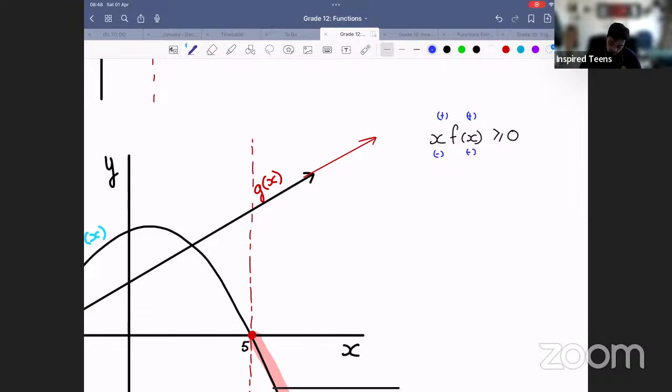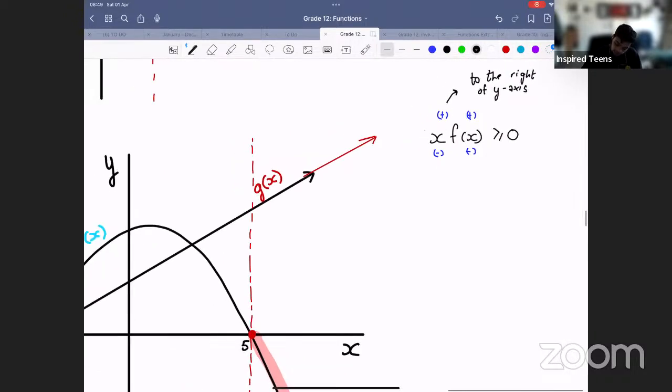Positive x values, right? How do I know that the x value is positive? Positive x values are to the right of the y-axis. Negative x values are to the left of the y-axis. F of x being positive, we just went through this: f of x being positive means above the x-axis, and f of x being negative means below the x-axis.